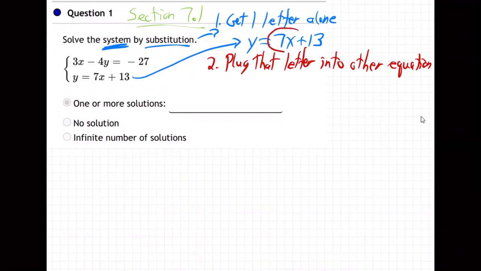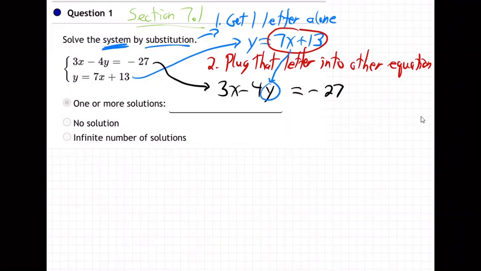So I'm going to plug that into the other equation. So I'm going to grab this, y is 7x plus 13. Let me grab the other equation here. 3x minus 4y is minus 27. And plug in right there for y. Because you see why that's true? Because the second equation tells us that y equals 7x plus 13. That means y is the same as 7x plus 13. That means wherever you see y, like in the other equation, you can replace it with 7x plus 13 because it is the same as 7x plus 13.